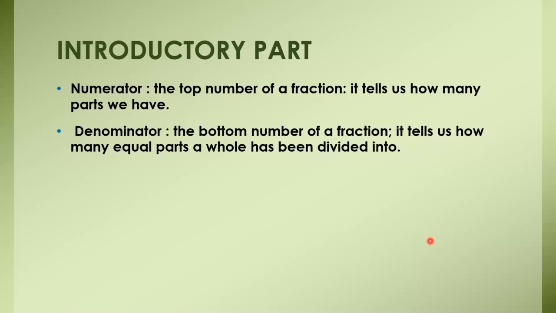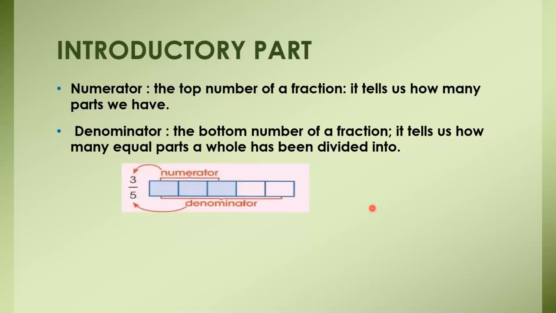Hope you are clear with the terms numerator and denominator. Now I will explain with the help of a pictorial representation. See, this is a bar, and I have divided this bar into 5 equal parts: the first, second, third, fourth and fifth. Here you can see 3 parts out of 5 have been shaded with blue, and the rest of the 2 are unshaded. So out of 5 parts, I have shaded 3 parts.